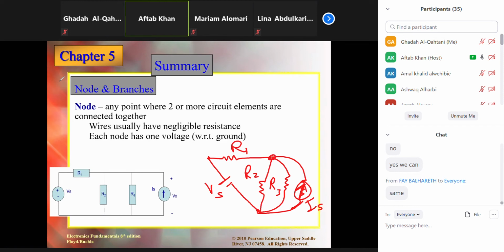So this is one node where all ends of the resistances and the source are connected. This is another node and this is another node. So I can say this is A, this is B, this is C. I said this is the same line, same thing. This is the same thing, and this is also like A. So where is the problem?